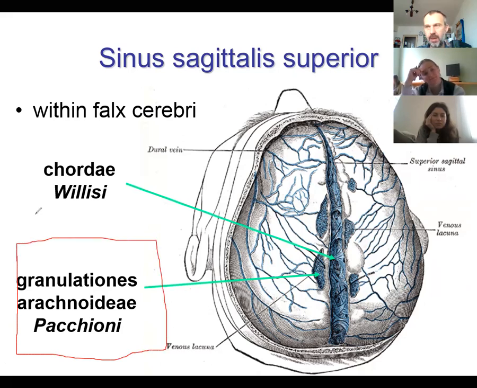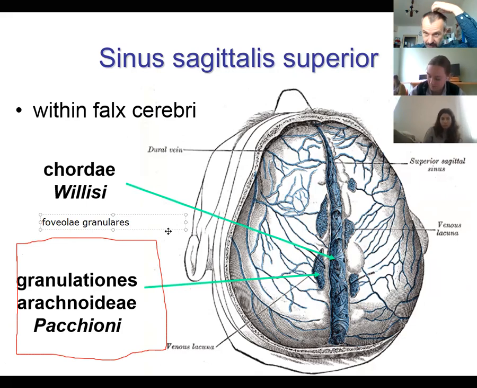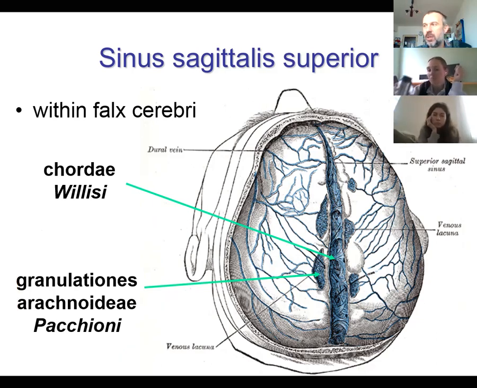And here is another very important spot. You may know that on the cranial vault from the internal aspect, we can see the so-called foveolae granulares, so granular foveoles. These are small pits which we can find in this area. And in these small pits, there are protrusions which we call arachnoid granulations of Pacchione. It was an Italian, Pacchione. These granulations serve for absorption of cerebrospinal fluid. So the cerebrospinal fluid is absorbed here.